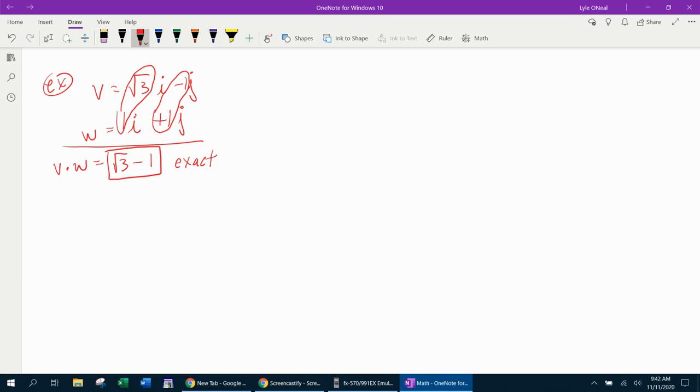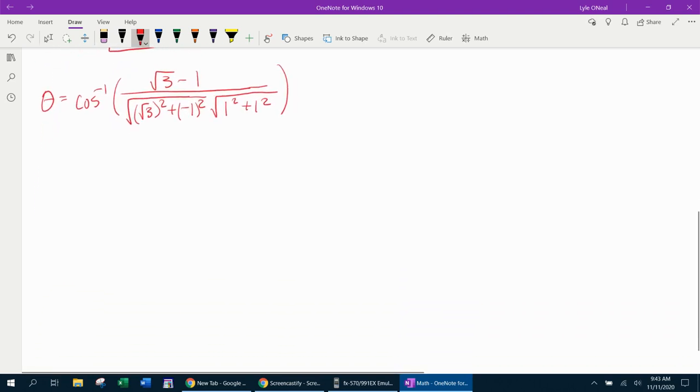Now then, let's find the angle between the two vectors. And that formula is the inverse cosine of the dot product divided by the magnitudes multiplied. So the magnitude of vector v is going to be the square root of a squared plus b squared. And the magnitude of vector w is going to be the square root of 1 squared plus 1 squared, plugging into the magnitude formula that we covered in the previous section.